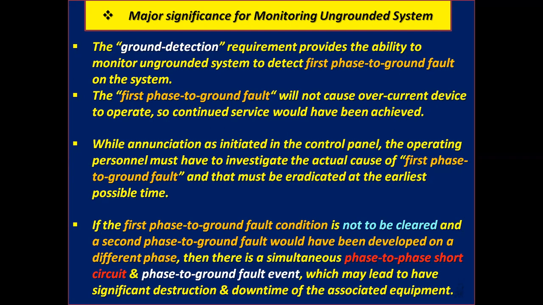If the first phase to ground fault condition is not cleared and a second phase to ground fault develops on a different phase, then there is a simultaneous phase-to-phase short circuit and phase to ground fault event, which may lead to significant destruction and downtime of the associated equipment.